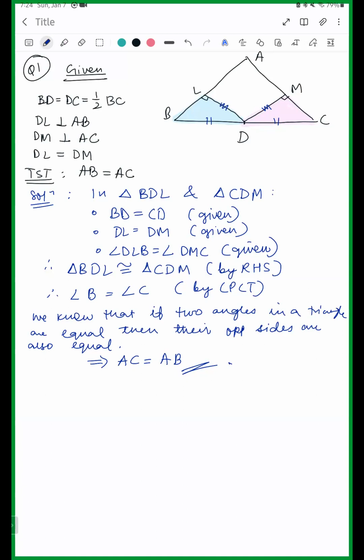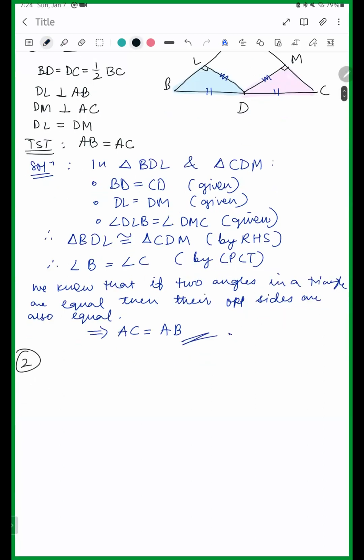Fine, let's do this one. I hope you all have copied the previous one.